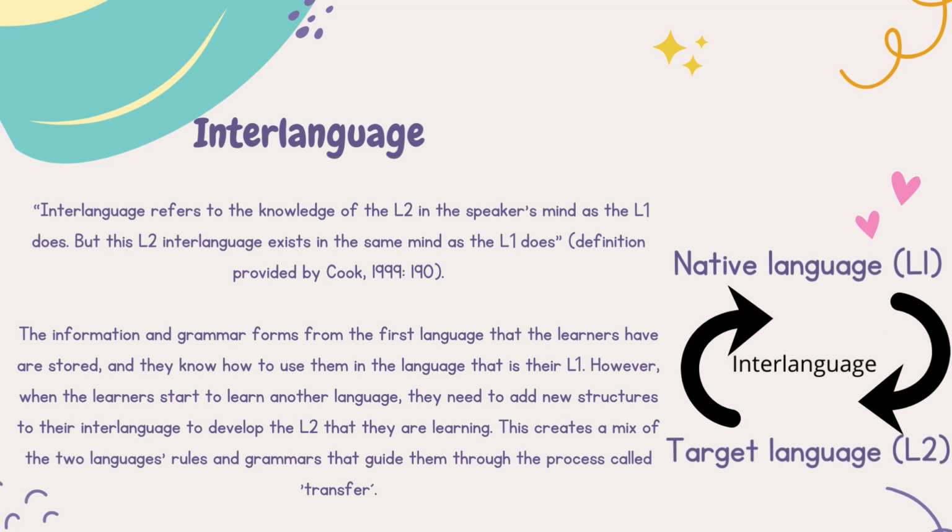Now we have interlanguage. Interlanguage refers to the knowledge of the L2 in the speaker's mind, but this L2 interlanguage exists in the same mind as the L1 does. The information and grammar forms from the first language that the learners have are stored, and they know how to use them in that language, that is their L1. However, when the learners start to learn another language, they need to add new structures to their interlanguage to develop the L2 that they are learning. This creates a mix of the two languages' rules and grammars that guide them through the process called transfer.